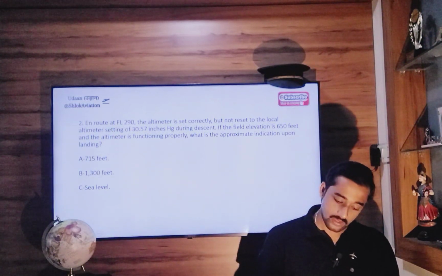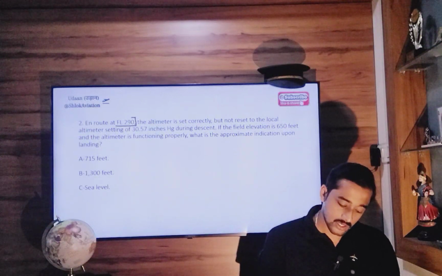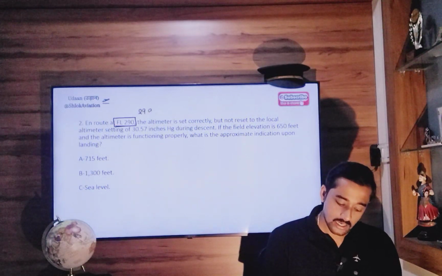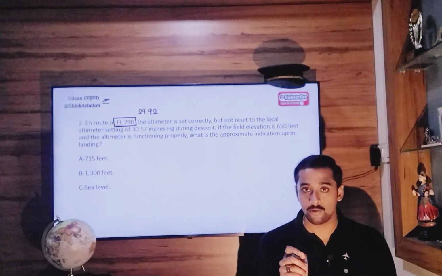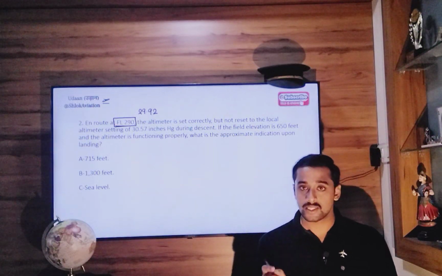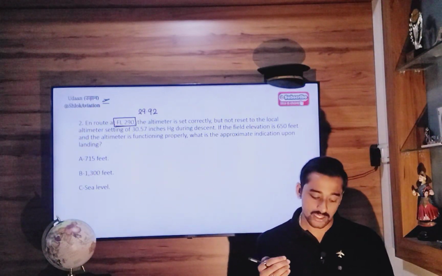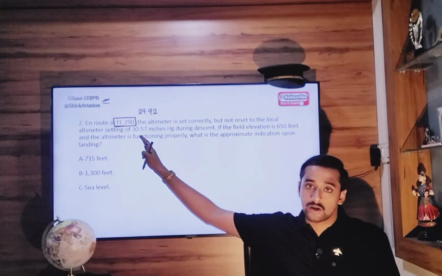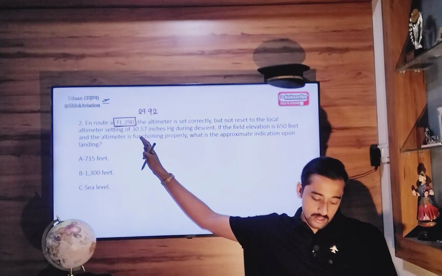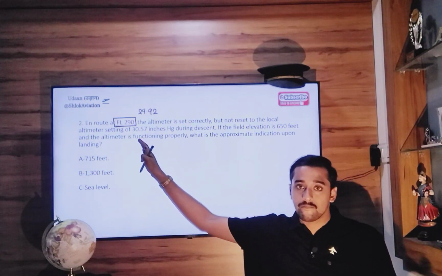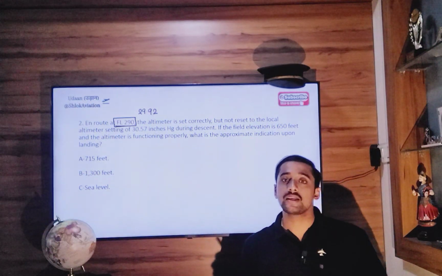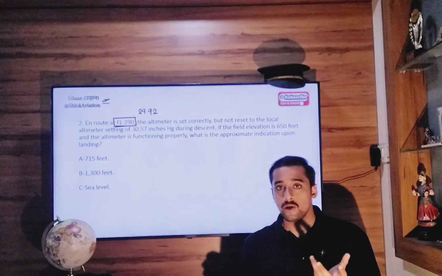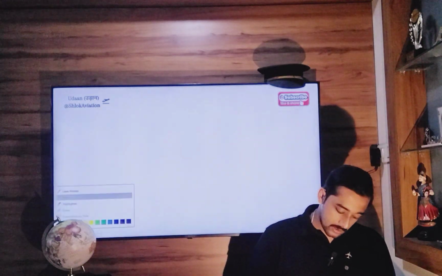Now look, you're flying at flight level 290. So that means the altimeter setting window has 29.92 inches of mercury in it. At the time of descent, when you cross transition altitude, you must change this 29.92 inches of mercury into 30.57 inches of mercury, the local altimeter setting. If you don't do that, the altimeter will give you indication with respect to 29.92 inches of mercury only. I will explain to you.